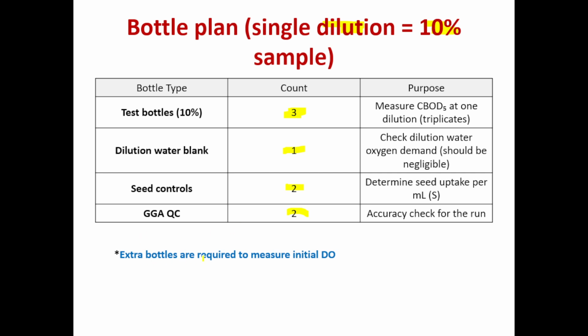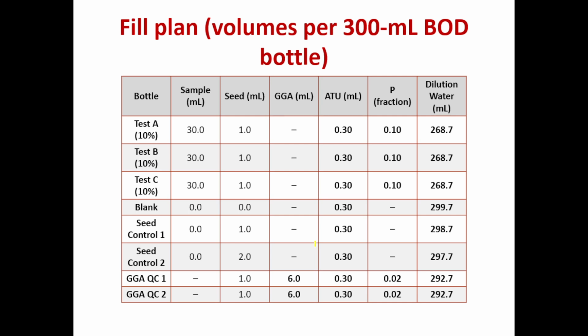And the extra bottles are required if we are measuring initial DO. For example, in the case of the titrimetric method, the azide modification method, we need to add some extra bottles for initial DO. So this is the plan.